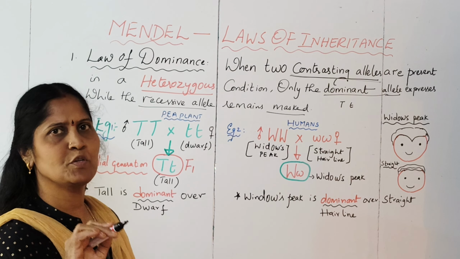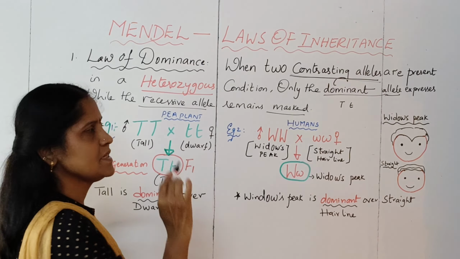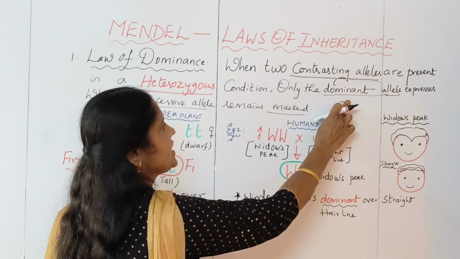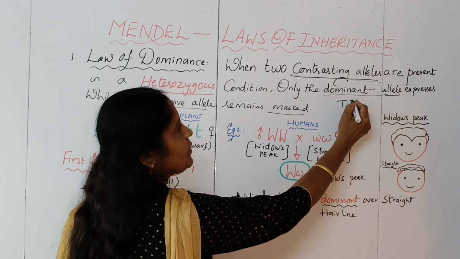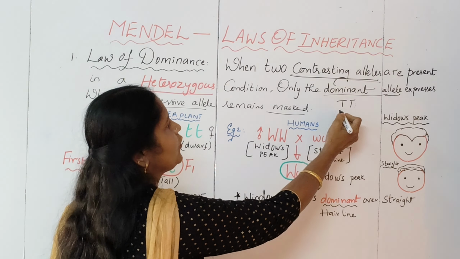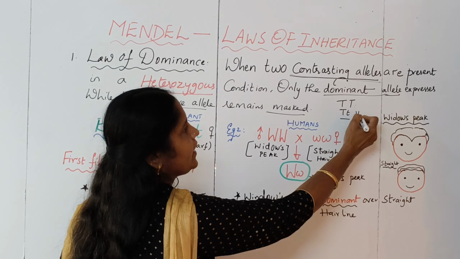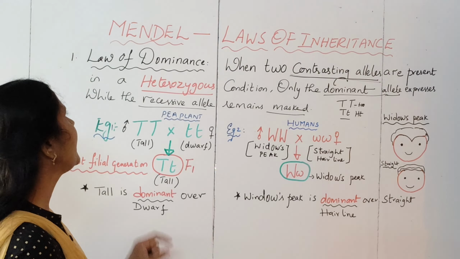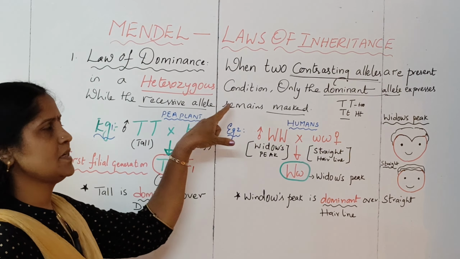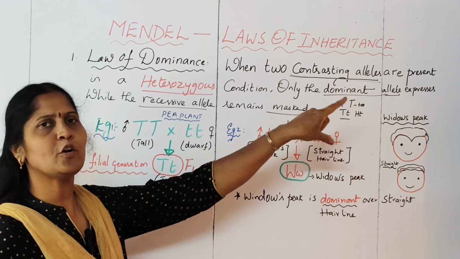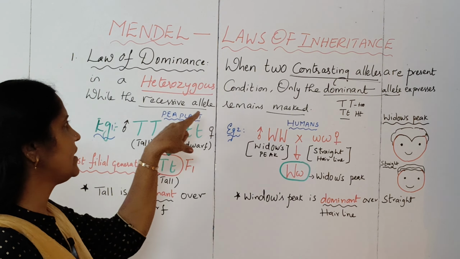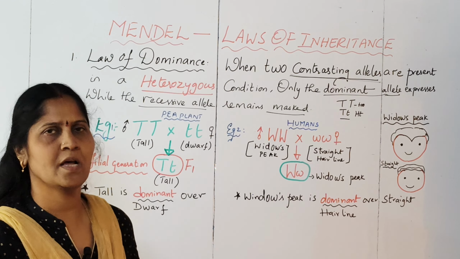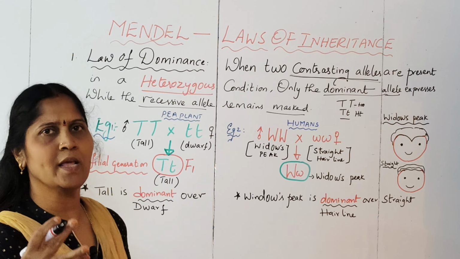So here, when two contrasting alleles are present in a heterozygous condition, we have seen what is homozygous condition and what is heterozygous condition. Homozygous is when both the alleles are of the same type. When both the alleles are of different type, this is called heterozygous condition, if you remember. So when two contrasting alleles are present in a heterozygous condition, only the dominant allele will express while the recessive allele will remain masked. This is what the law states. So let us understand it through an example.